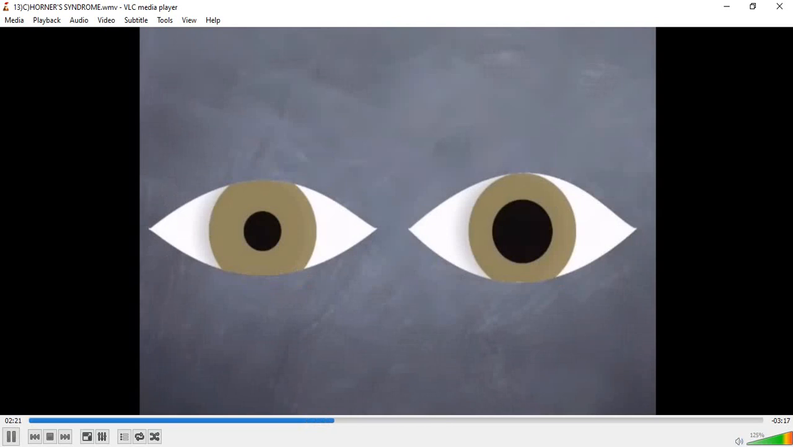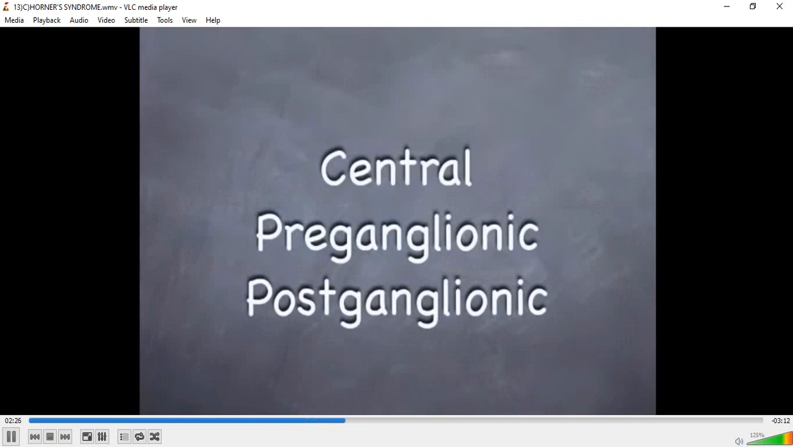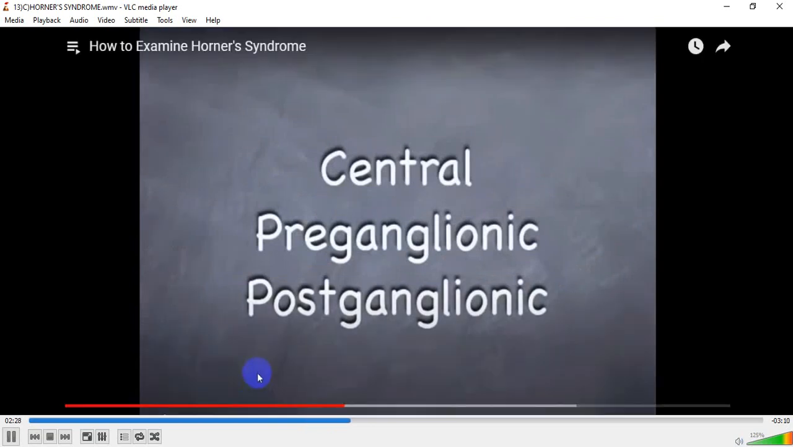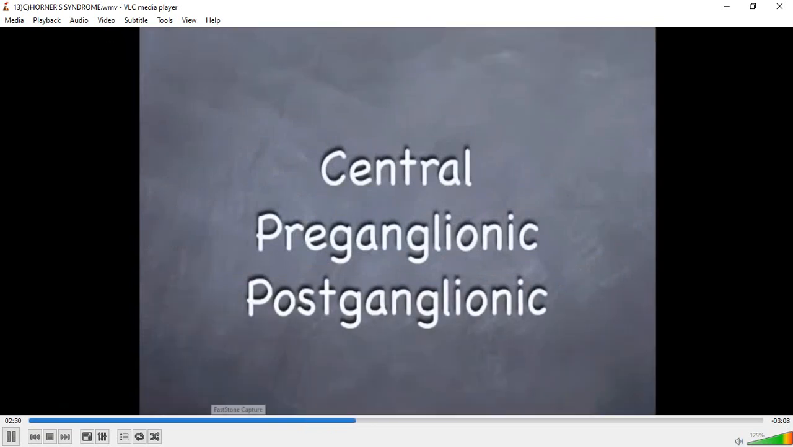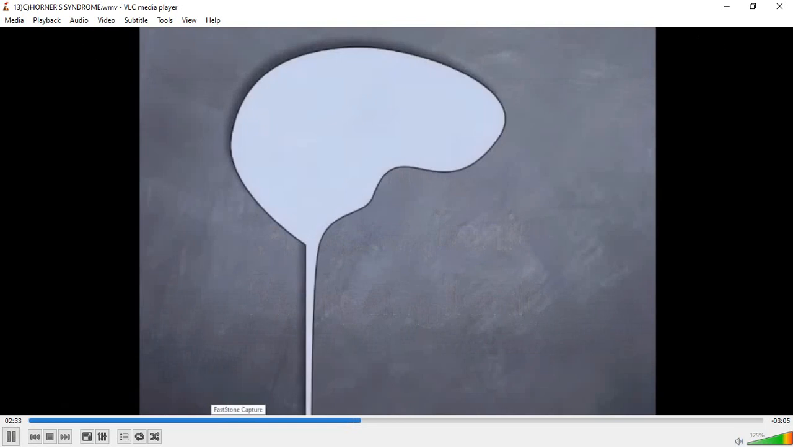Let's take another look. Instant direct constriction on the right, no consensual constriction on the left. Instant consensual reflex on the right, no direct constriction on the left. Note that both pupils look similar when not illuminated. They look identical in the dark since they are both dilated.